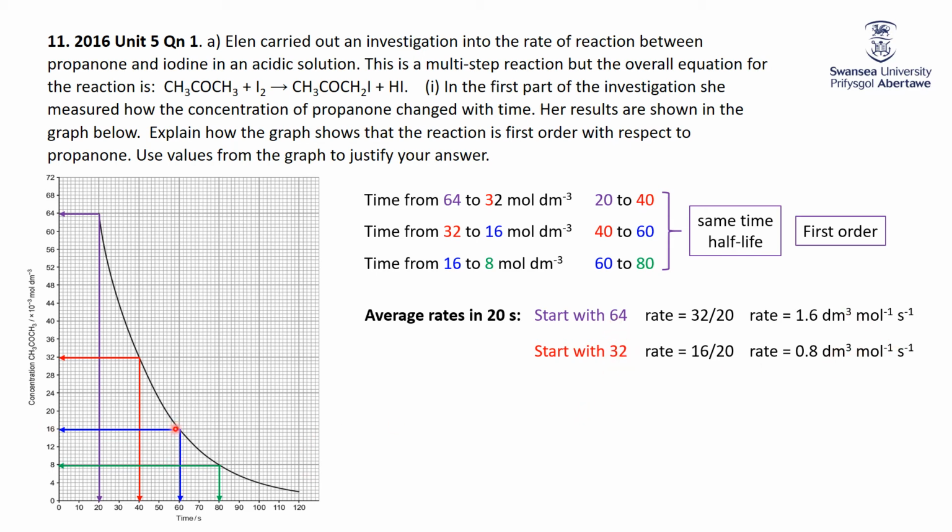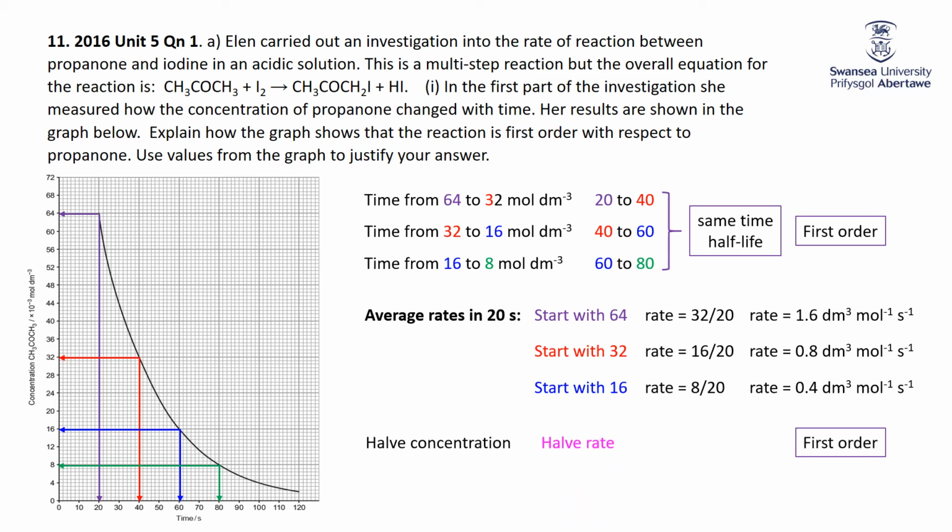Let's again start at 16 and go another 20 seconds. We go from 16 to 8. So we've used up 8 in that 20 seconds, so the rate is 0.4. So again, halve the concentration, halve the rate. It's all going to be first order. So first order, either way to see that. Go and look at the extension material for the kinetics and look at the integrated rate laws and see how you would properly show that this was first order.